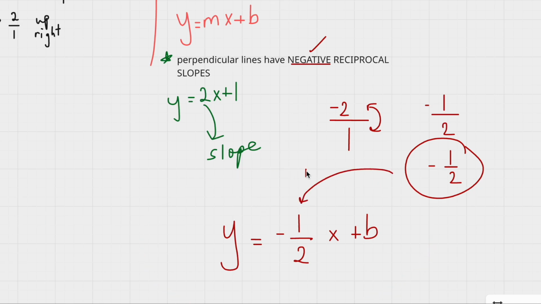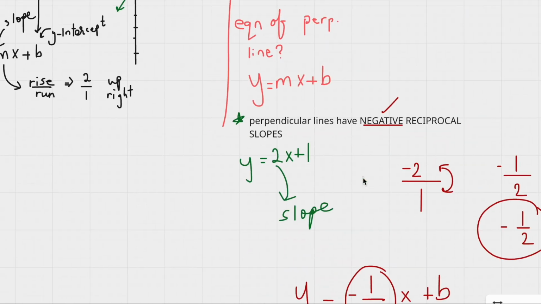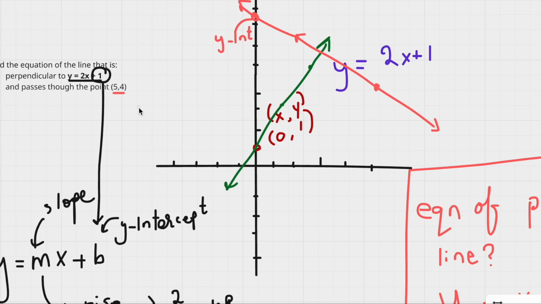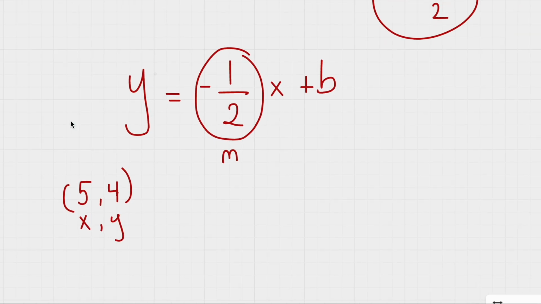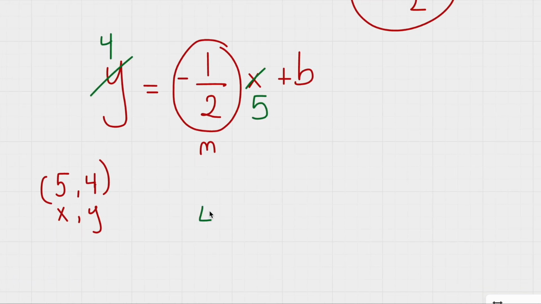This is the m value, and now we can find b. We know that a point on the graph is (5, 4), so we can actually plug that in because this is a coordinate point. The first number is always x, the second number is always y. So if y is equal to 4, and x is equal to 5, you can plug those numbers in and just do order of operations to solve it. It's 4 equals negative 1/2 times 5 plus b.